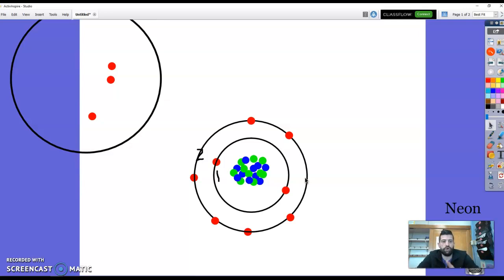But again, electrons fill up ring or shell 1 with 2 electrons. Shell 2 can be filled up to 8. They want to fill those. And then if you go to shell 3, again, 8 electrons from there.